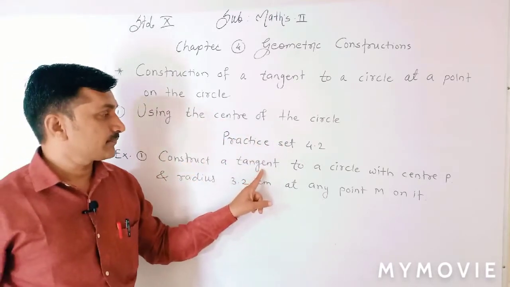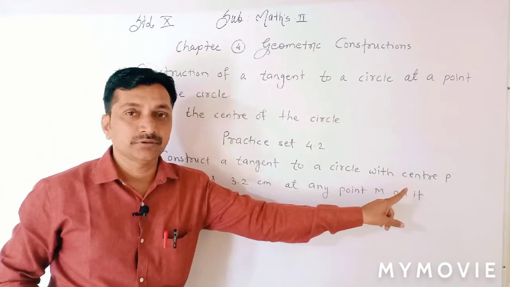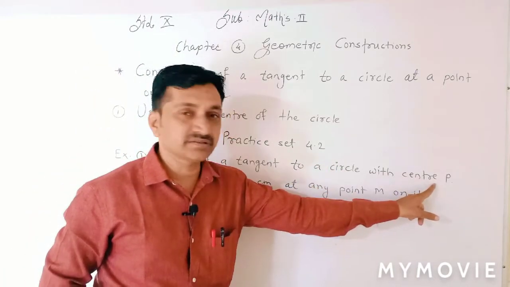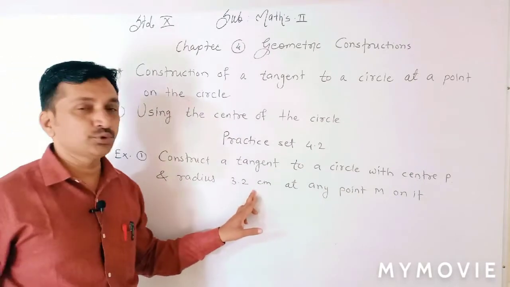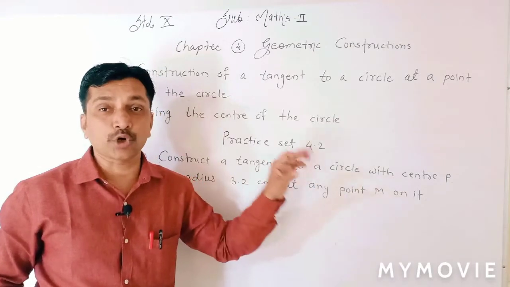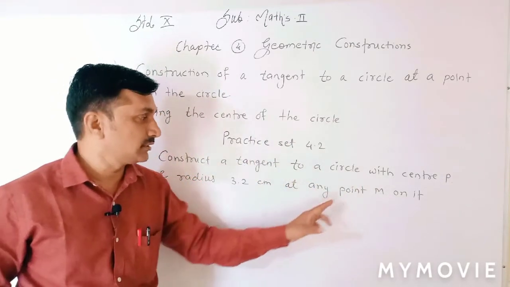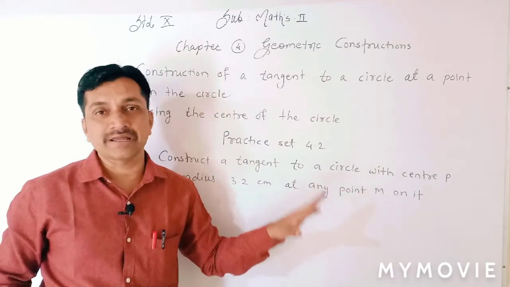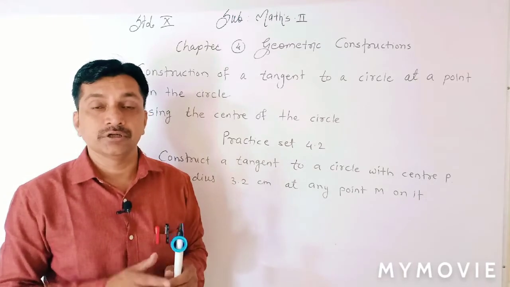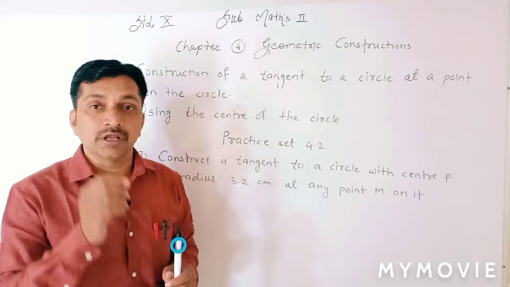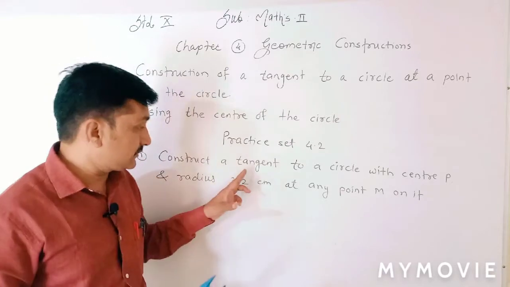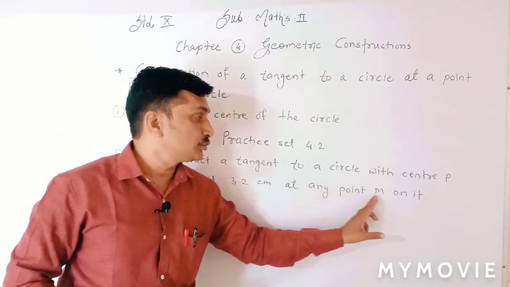Construct a tangent to the circle with center P. Whatever circle we draw, the center of that circle is P and the radius is 3.2 centimeter. M is a point on the circle, and from point M we have to draw the tangent. Definition of tangent: a line which touches the circle at a single point. At one point, that line is called a tangent, and for this construction the tangent should pass through point M.